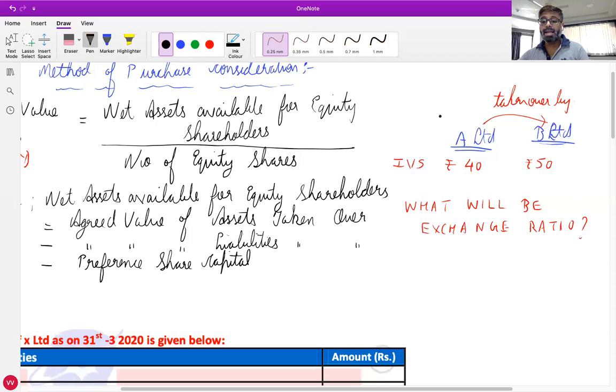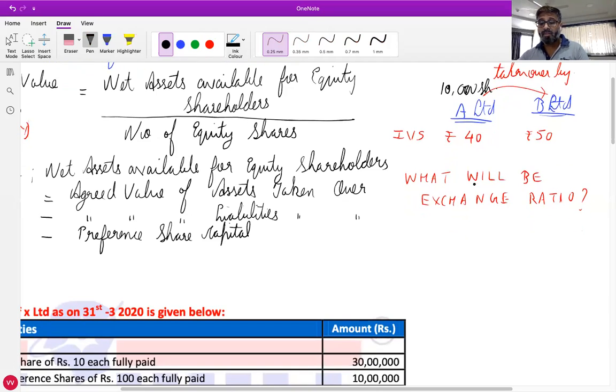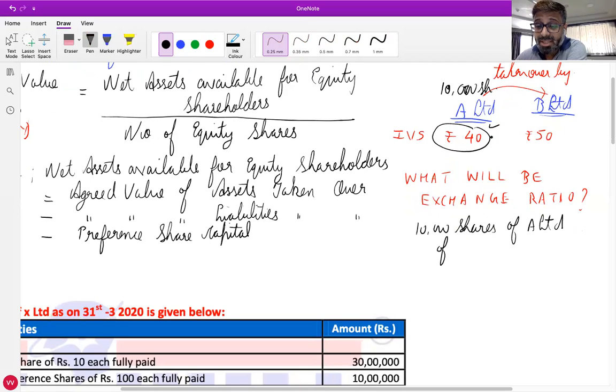Suppose there are 10,000 shares of A Limited. What will be the exchange ratio? 10,000 shares of A Limited, what will be the value? 4 lakhs, because the intrinsic value of shares of A Limited is 40 rupees. 10,000 into 40, the value will be 4 lakhs.